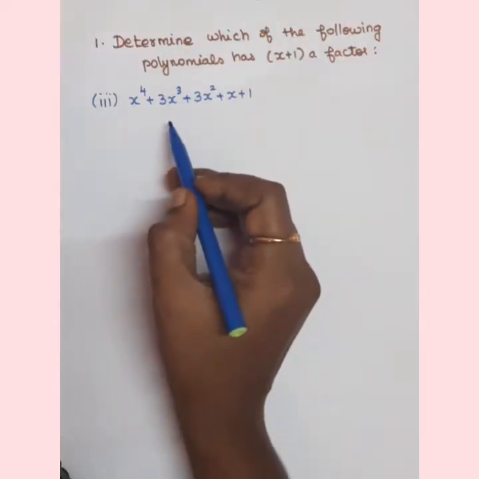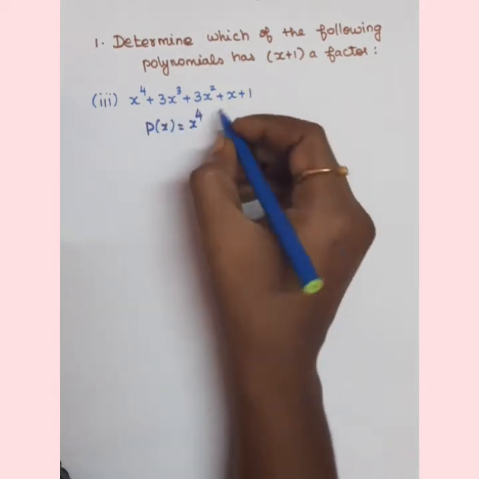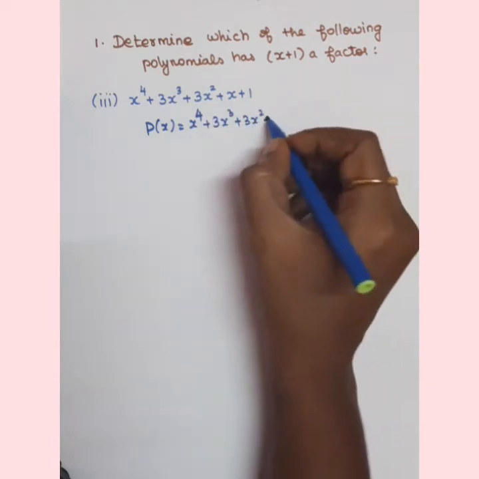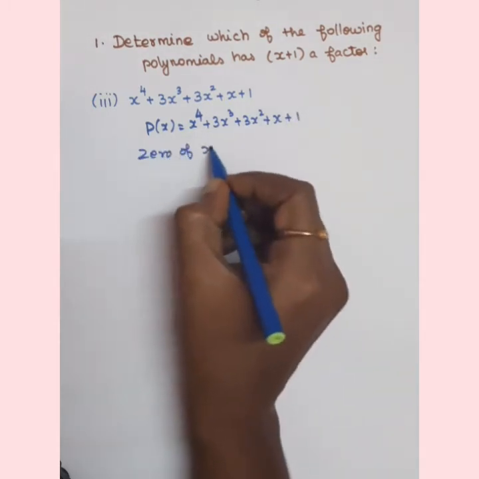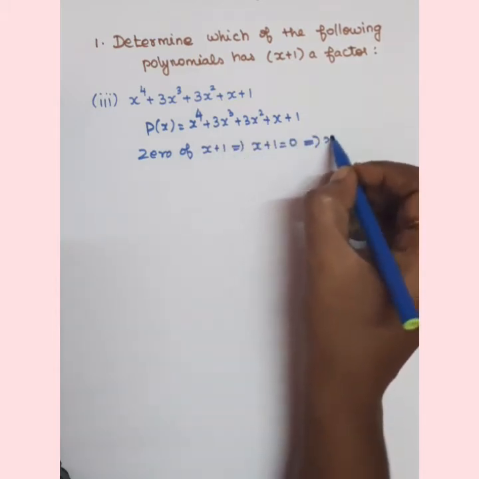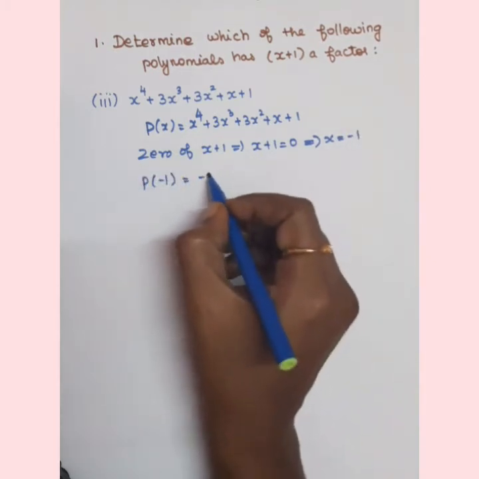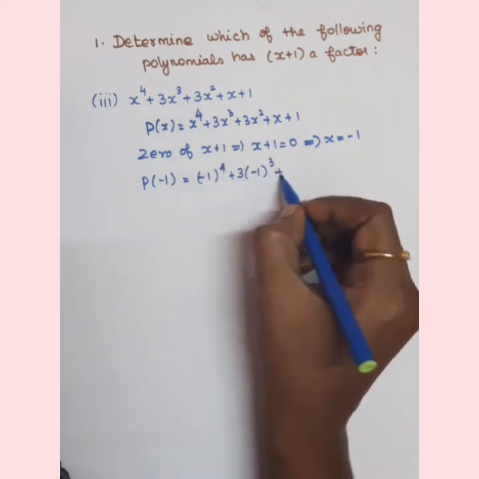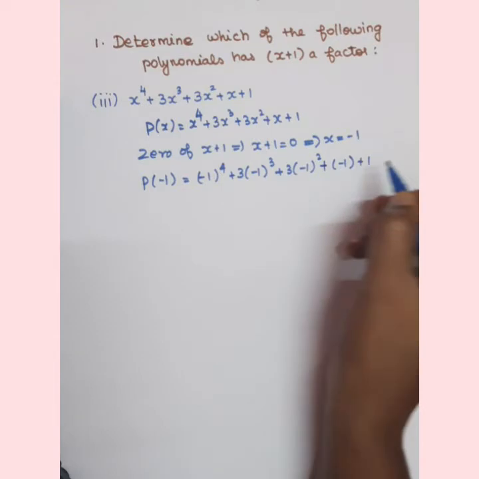We will solve the third problem, that is p of x equals x power 4 plus 3x cube plus 3x squared plus x plus 1. So the 0 of x plus 1: x plus 1 equals 0, which gives you x is equal to minus 1. Substituting p of minus 1, you get minus 1 to the power 4 plus 3 into minus 1 cube plus 3 into minus 1 squared plus minus 1 plus 1.